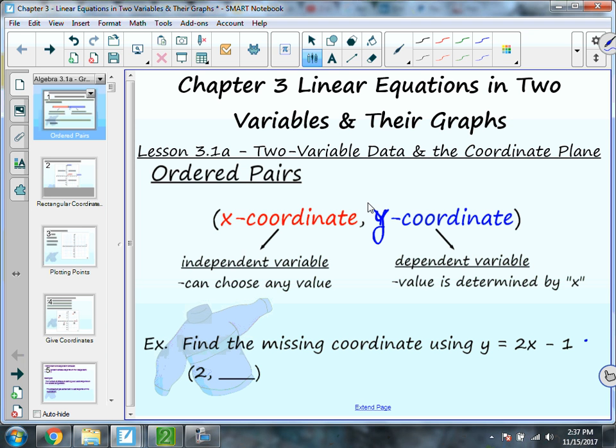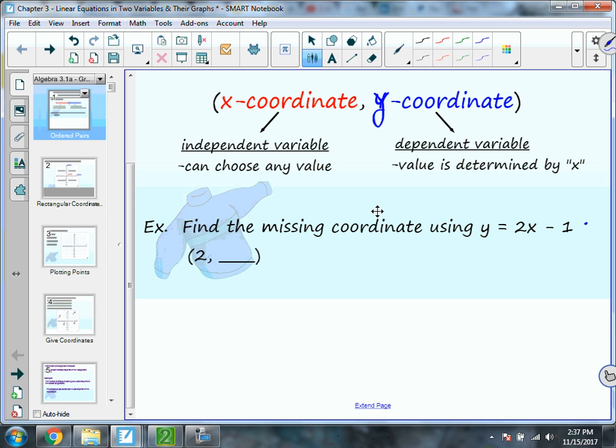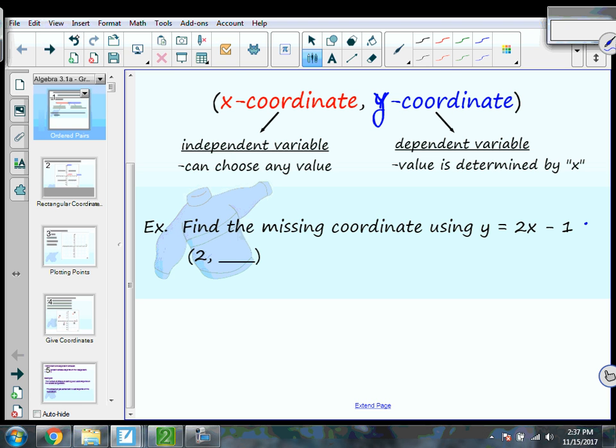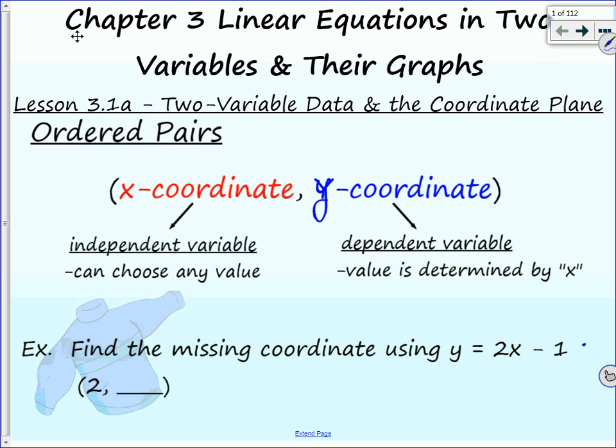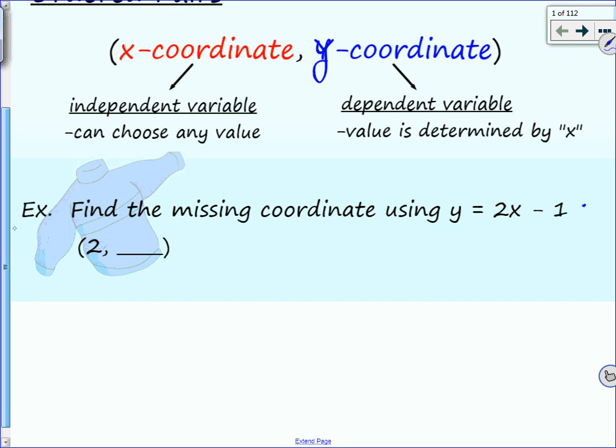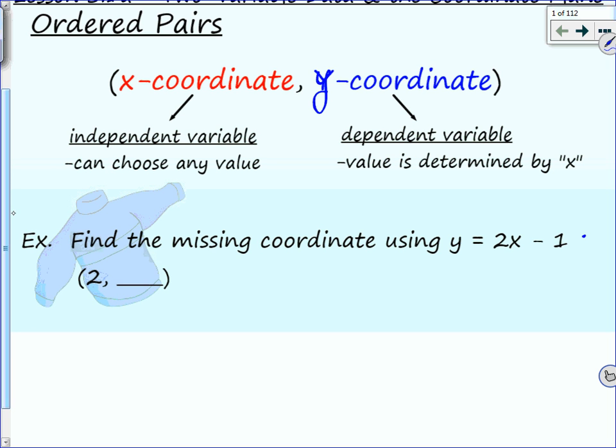One type of problem that you'll see on occasion is they'll give you an equation that has 2 different variables in it, for example an X and a Y. They'll give you an ordered pair. Again, it's called an ordered pair because the variables come in a specific order, X and then Y. Then they ask you to find the missing coordinate. You'll notice that Y is missing, but they do give you the X.